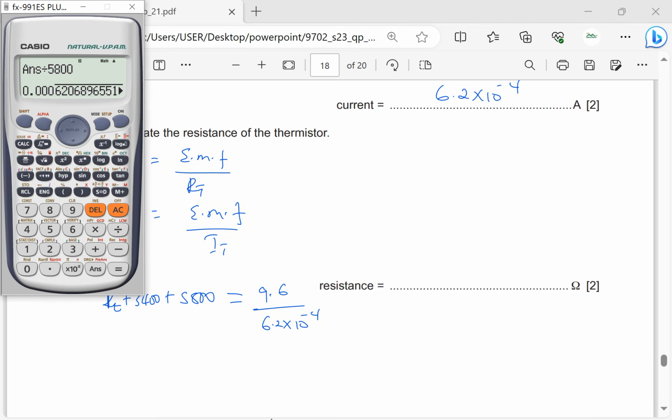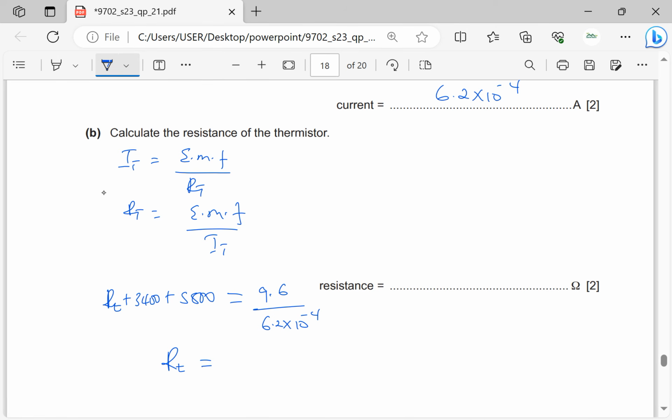I'm going to just divide 9.6 divided by 6.2 exponent minus 4. Then I will subtract 400 plus 800. So this is giving me 6.23, or 6.3 times 10 power 3. So R of the thermistor is 6.3 times 10 power 3. So this is 6.3 times 10 power 3. Okay.